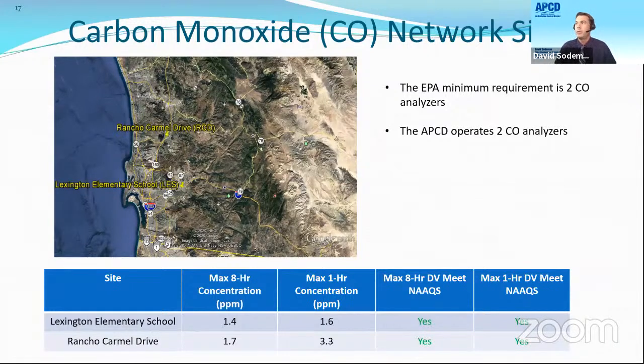The district operates 2 carbon monoxide analyzers in the air basin. One is at our first near road location in the Carmel Mountain Ranch adjacent to the 15 freeway, and the other at our national core location in El Cajon. There are 2 federal standards for CO, a rolling 8-hour average and a 1-hour standard. Both standards are met in the San Diego Air Basin.